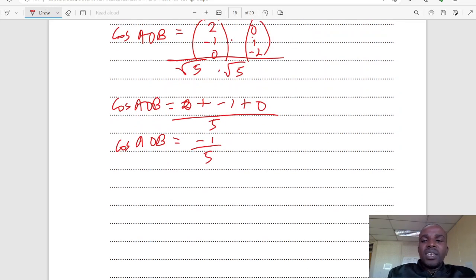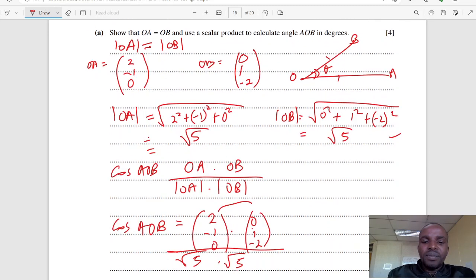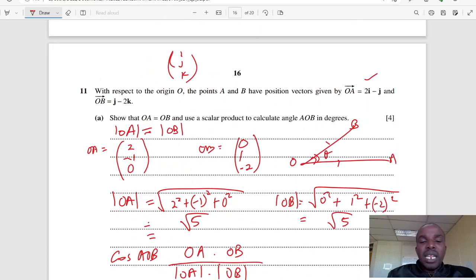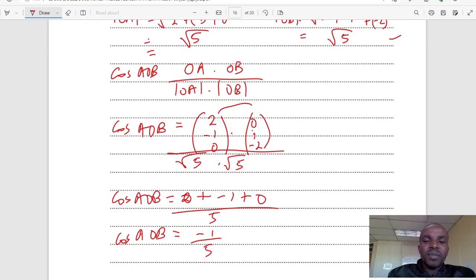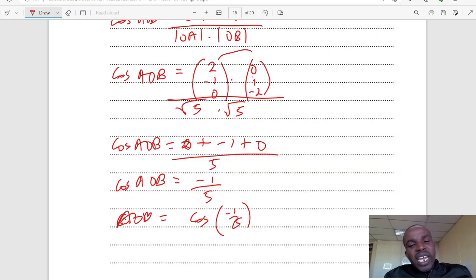Well, then simplify. What did they say? AOB in degrees, right? Not in radians. Please take note of that part. It's not in radians, but in degrees. Then AOB, our angle, is arc cos of negative 1 over 5. This one is supposed to be obtuse, since cos of a negative number gives an obtuse angle. On the calculator, you have to make sure it's in degrees mode. Convert to degrees, then press second function cos, then minus 1 over 5.